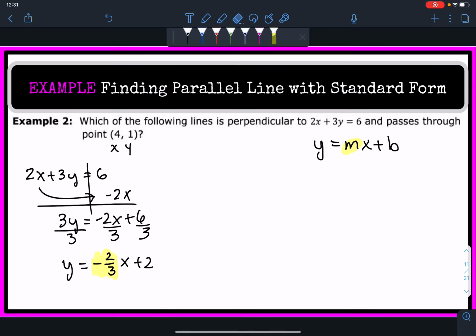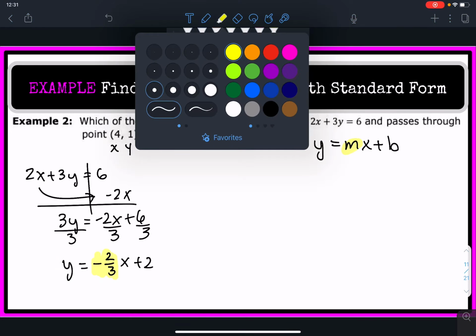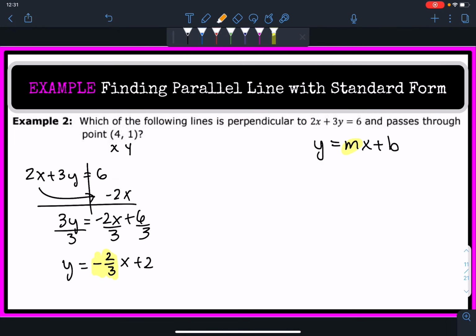Now, since I want this new line to be perpendicular to this line right there, in order to be perpendicular, I need these two slopes to be opposite reciprocals. So I need this slope right here to be the opposite reciprocal of whatever this number is, which is going to be positive 3 over 2. So this is the number I'm going to use for the value of m. The only thing I'm missing now is the value of b.